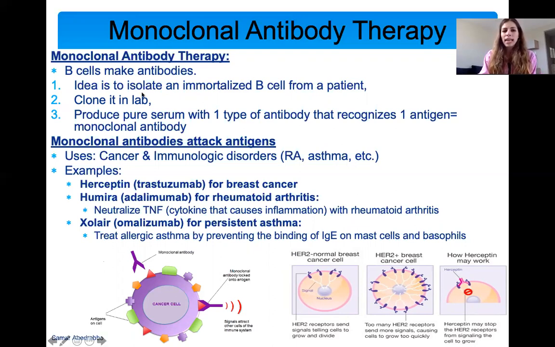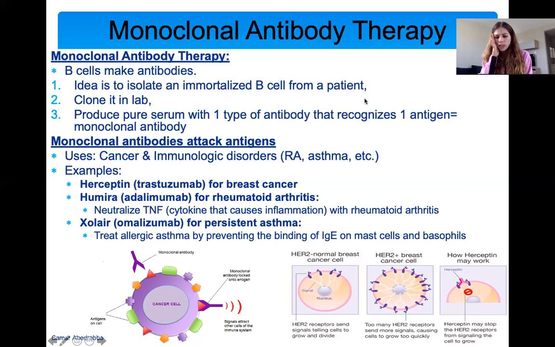B cells make antibodies. B cells are a type of white blood cell. So with monoclonal antibody therapy, you have someone who has a certain disorder or disease, and to make it as simple as possible, you're giving them antibodies so that those antibodies can target certain disorders. So how you do it is you isolate and immortalize B cell from a patient.